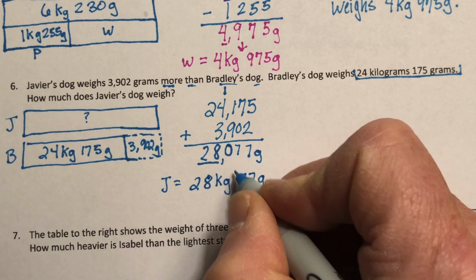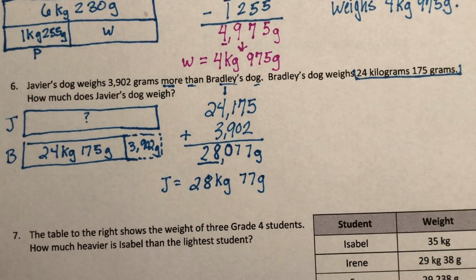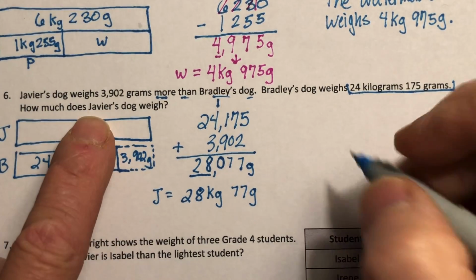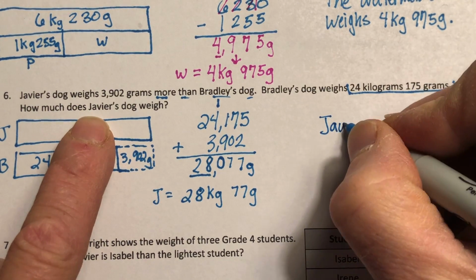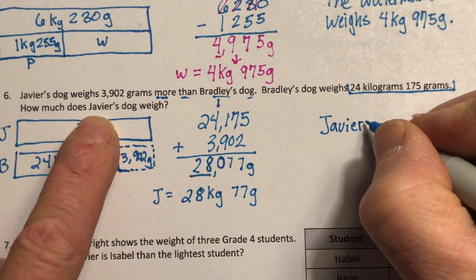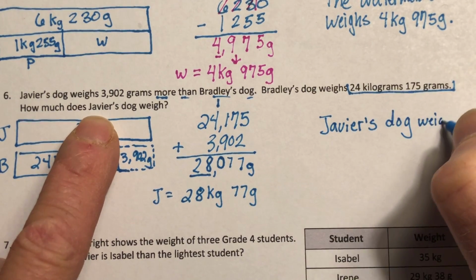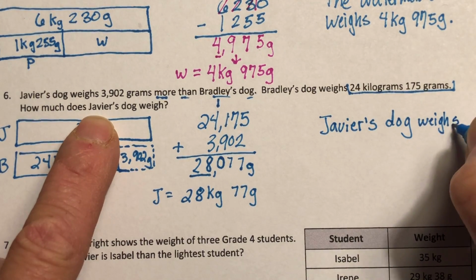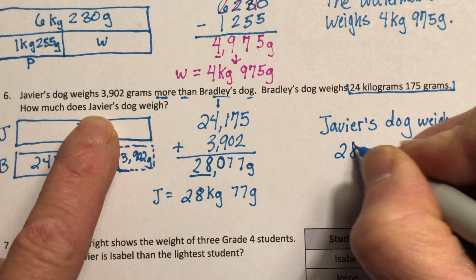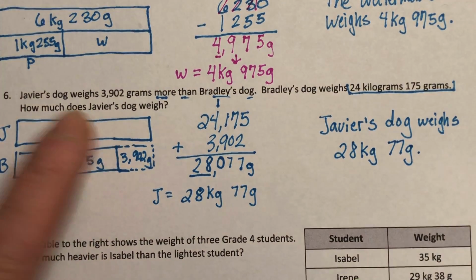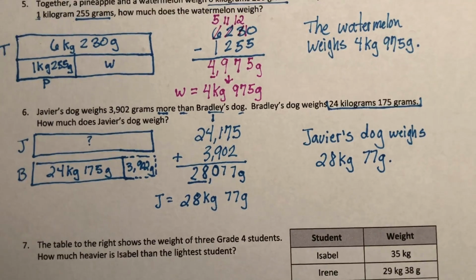So I don't need to include that 0 there, right? Because I don't write 77077, okay? So now over here, I need to write out my answer. How much does Javier's dog weigh? Javier, I hope I'm saying that right. Javier's dog weighs 28 kilograms, 77 grams, period. Done. All right, zoom out a little bit.